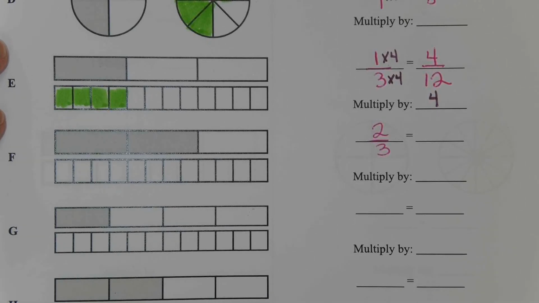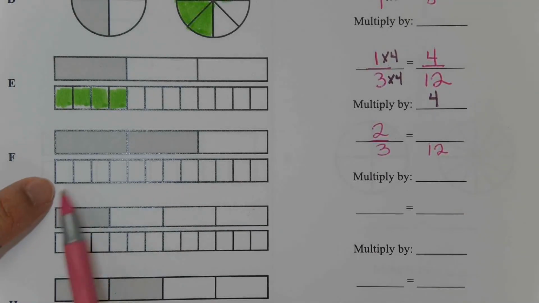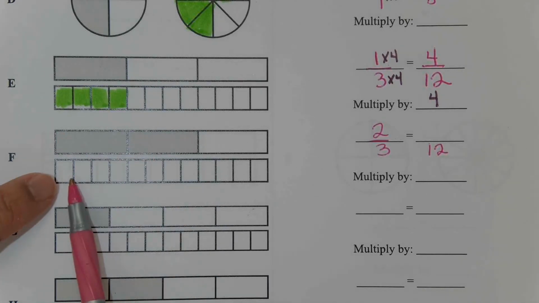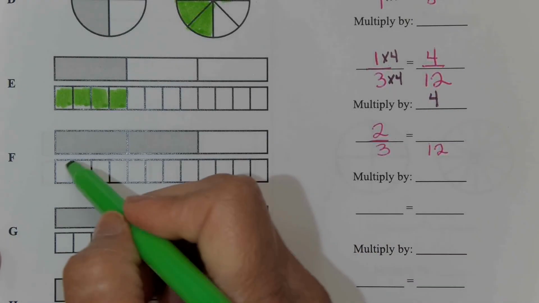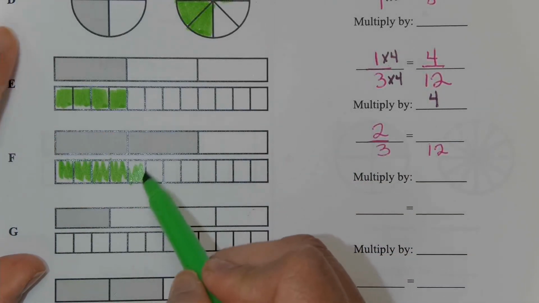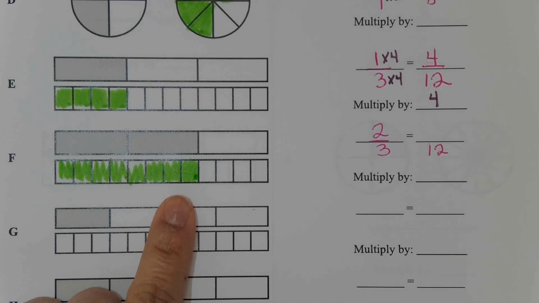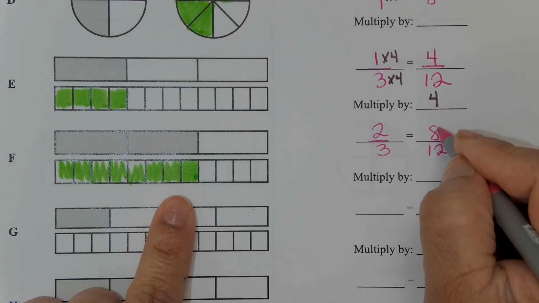Let's look at the bottom rectangle. How many equal parts do we have? 1, 2, 3, 4, 5, 6, 7, 8, 9, 10, 11, 12. We have 12 equal parts. So how many parts do we need to shade to equal 2/3? So we can shade in 1, 2, 3, 4, 5, 6, 7, 8. We can shade in 8 out of 12.